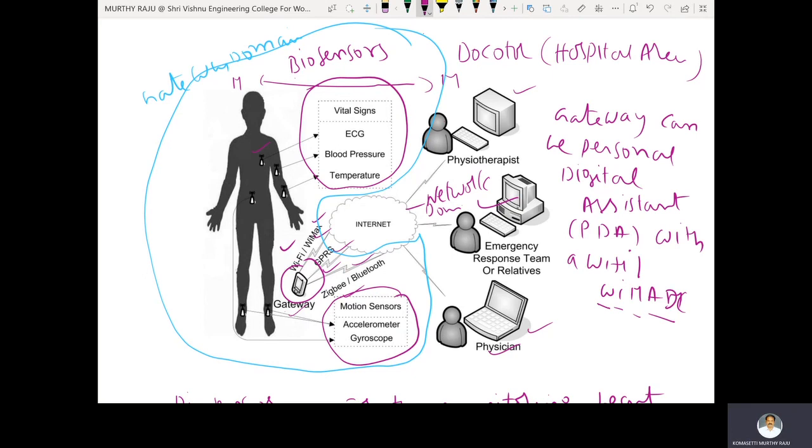In the next video, complete information related to IoT frameworks will be explained.